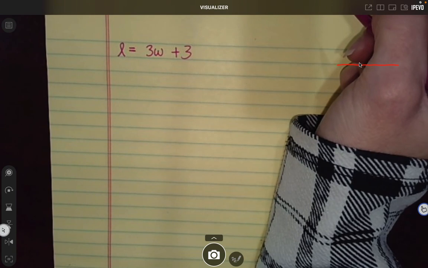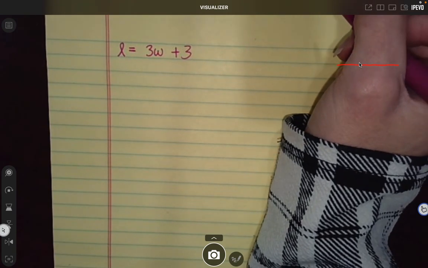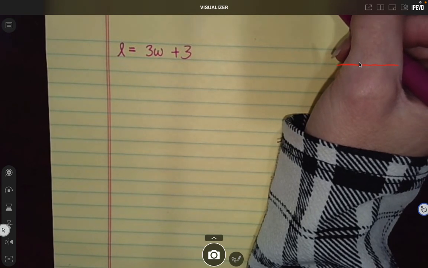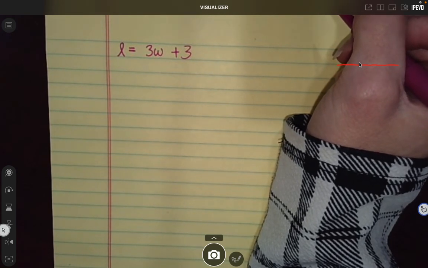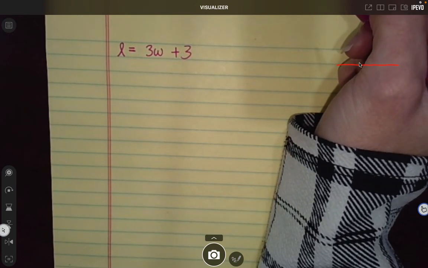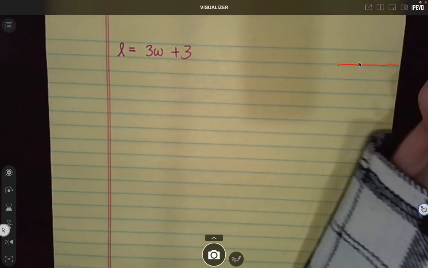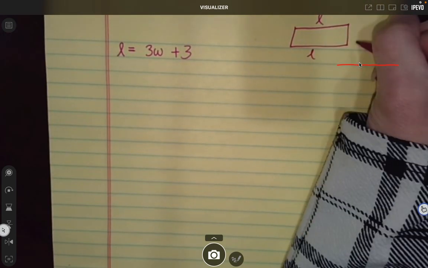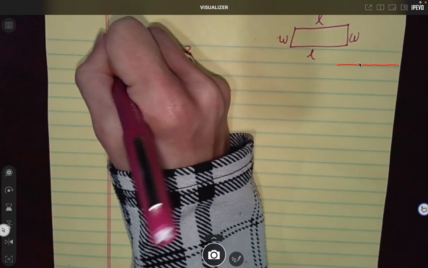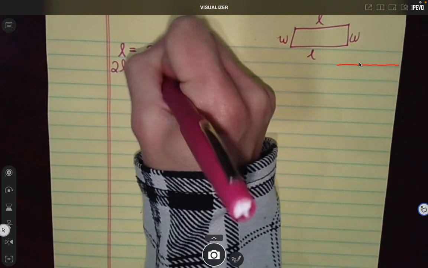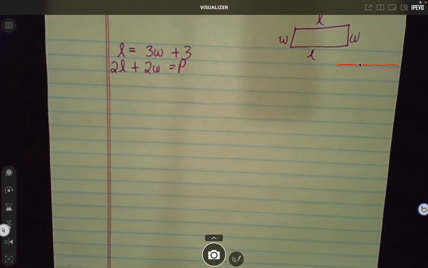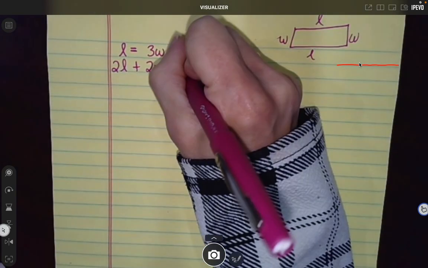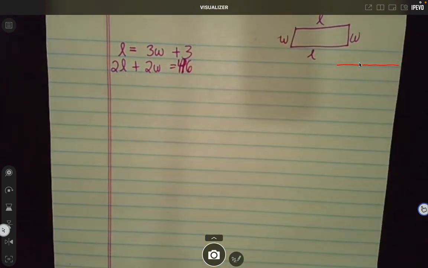Then the next thing says the perimeter is 46. Find the dimensions. What is the perimeter going to be? How many lengths do you have in a perimeter? Nope. You have 2 lengths and 2 widths. So let's write that. 2 lengths and 2 widths is the perimeter. Oh, sorry, it's not P. What is the perimeter? They told us. 46. That's supposed to be 46.